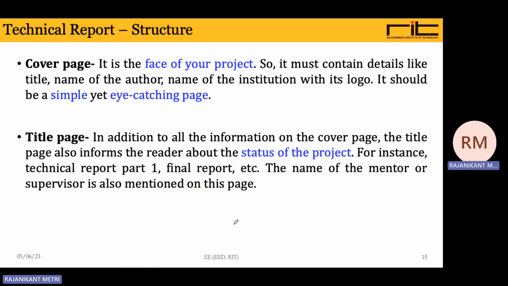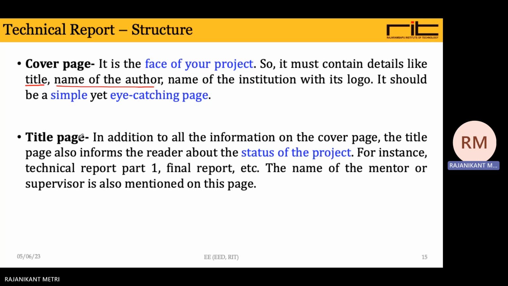So the first thing is the cover page. It is the face of your project. The cover page is the first page, so it is the face of your project. It must contain details like the title of your work, the name of the author, the name of the institution, its logo, then the supervisor, institute or organization. These things should be on the cover page, and it should be simple and eye-catching. It should not be very clumsy.